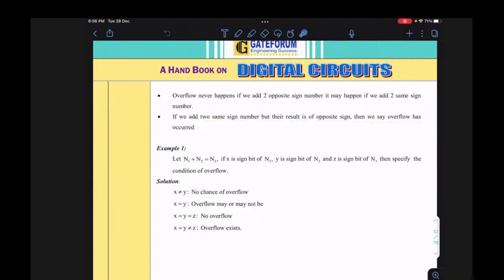So the situation is something like this. Let's say we are adding 2 positive numbers. We expect the answer is positive. If we are adding 2 negative numbers, the answer will be negative. So let's say if we are adding 6 with 7, the answer is plus 13. If we are adding minus 7 with minus 9, the answer is minus 16.